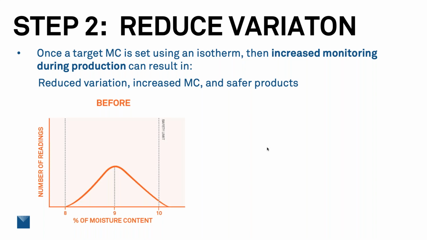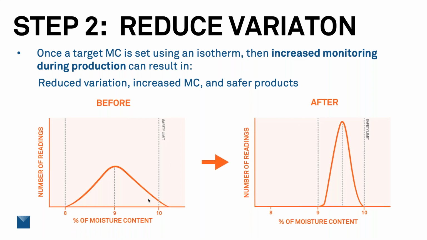Here's an example where the average moisture content is right there at 9%. We're looking at about a plus or minus 1% variation. You'll notice that some of the products are going over their safety limit, as well as this wide range in production. Now, if you start to monitor this and increase your moisture content, your results may look like this. Now you have a higher average moisture content, a smaller range, maybe plus or minus 0.5% moisture content, and you're also preventing some of your products from going above that safety limit.